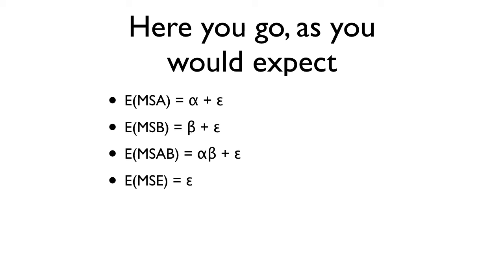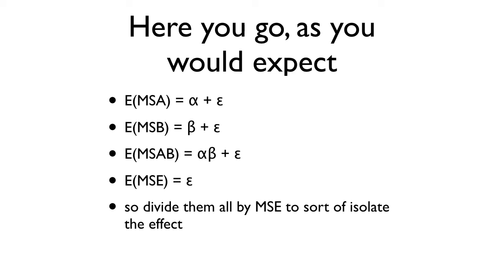So, we're going to divide A by error, B by error, AB by error. That isolates the effect of A, the effect of B, and the interaction effect. Easy. Right? So it's a really simple thing to do. We're going to do 3 F-tests in one analysis, but we're always dividing by the same thing. We're always dividing by mean squared error.